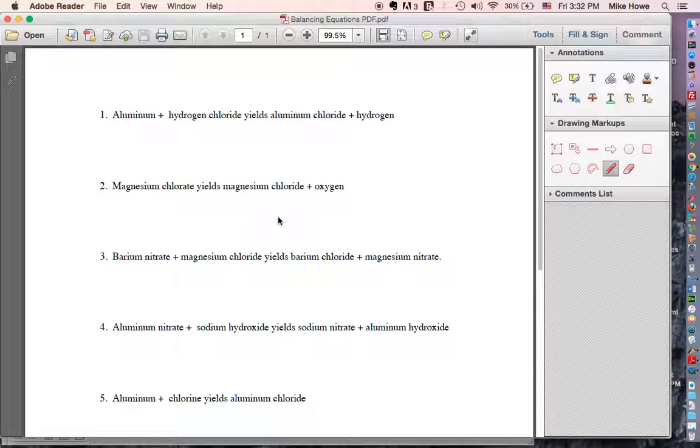This is a little reminder on how to balance equations for those people who might want a little extra help with it. So I'm going to begin by reminding you of a few things.